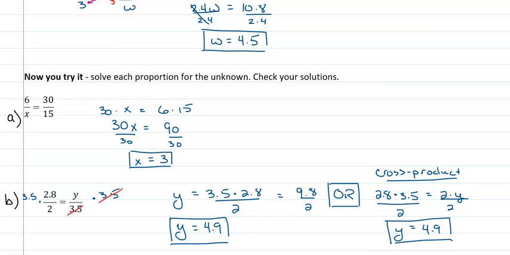Or you can do the cross product, which gives you the exact same thing. I just took 2.8 times 3.5 equals 2 times y. Then I had to divide by 2 on both sides, and y equaled 4.9. So either way, the same thing happens in the end.